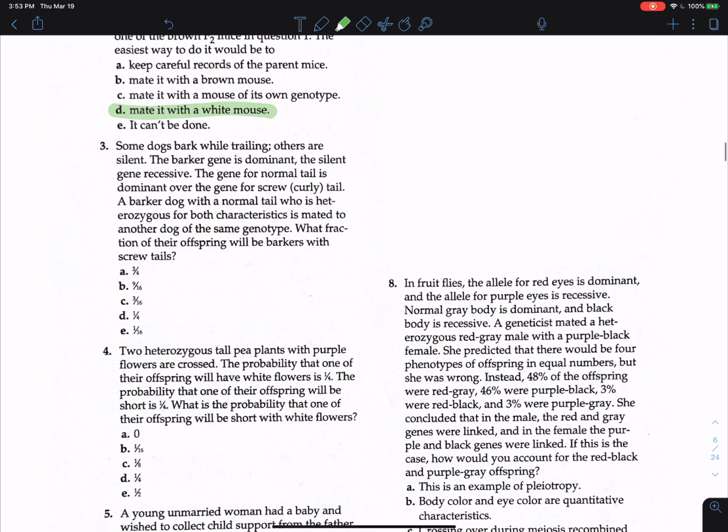All right, third one here. Some dogs bark while trailing. Others are silent. The barker gene is dominant. The silent gene is recessive. The gene for normal tail is dominant over the gene for screw or curly tail. A barker dog with a normal tail who is heterozygous for both characteristics is mated with another dog of the same genotype. What fraction of the offspring will be barkers with screw tails?